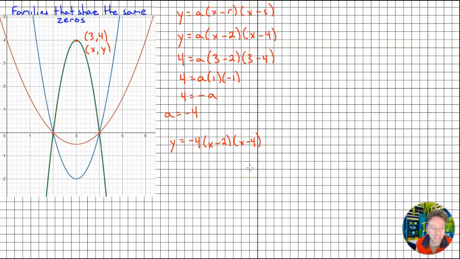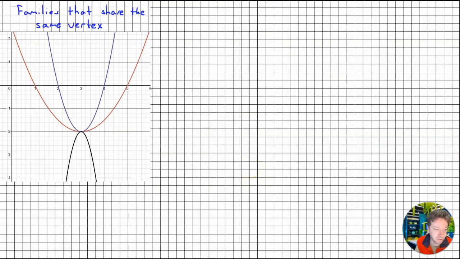Let's try one of the vertex forms. So in this case, we can identify our vertex, which we did before. It was 3 and negative 2. So vertex form, you've probably seen this as a times x minus h squared plus k, where your vertex is this coordinate hk.